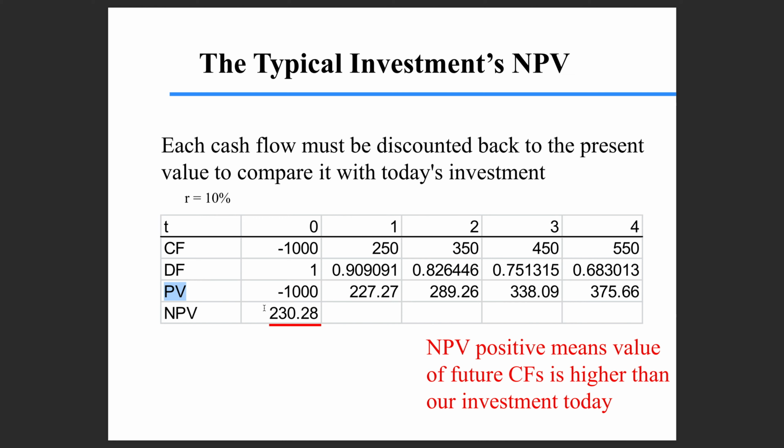So the NPV of this project or this investment is $230.28. That means that in present value terms, the future cash flows of the project are larger than the $1,000 that I have to invest into it. It also means that I earned economic profit on this investment. This investment increased the value of my portfolio, or if it's a project, the value of the company which I manage, by $230.28.